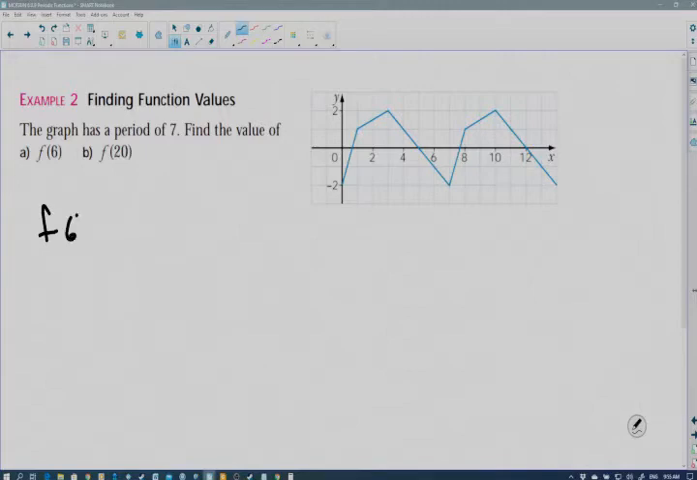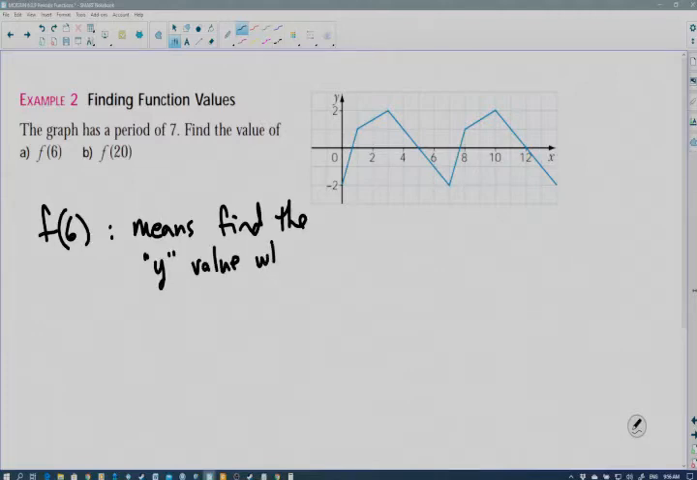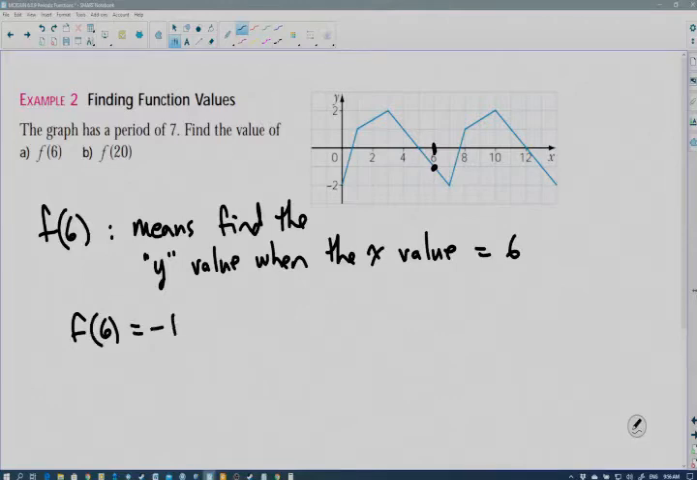F of 6, just a reminder, means what? It means find the y value when the x value equals 6. So when the x value equals 6, which would be right here, the y value equals -1. Therefore, f of 6 is equal to -1.